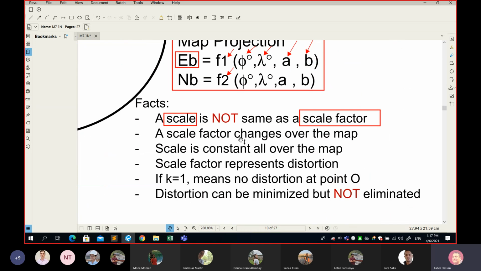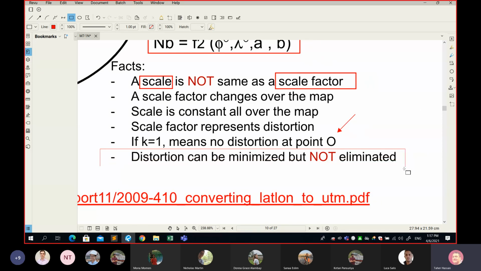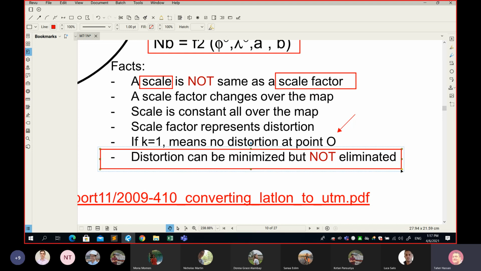Okay, and I said it here already. Scale factor changes over the map. Scale is constant all over the map. A scale factor represents distortion. Whenever K is equal to 1, it means we have no distortion, and this happens at 0,0. Distortion can be minimized but cannot be eliminated. This is the most important statement, and I will show you how important this is. I'll say it one more time: distortion can be minimized but cannot be eliminated.